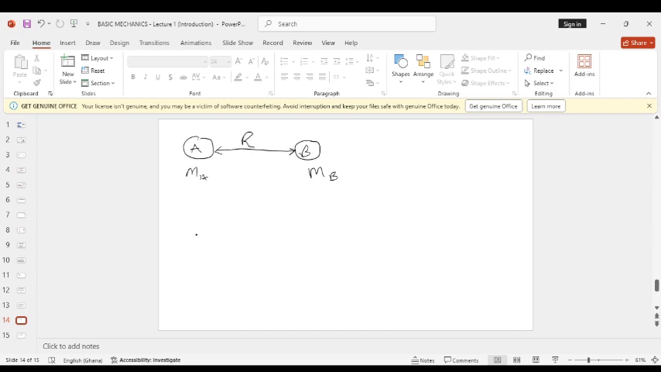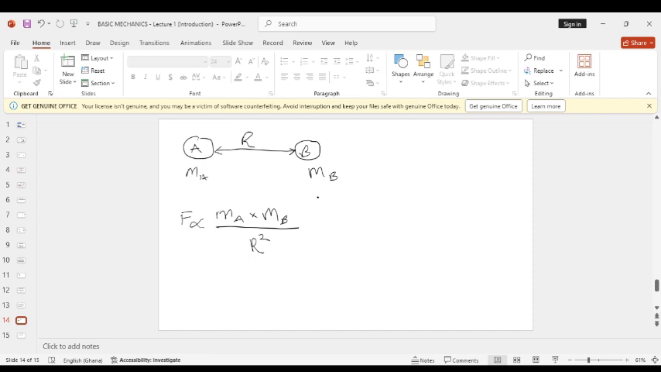Now, what the gravitational law is stating is that there exists a force of attraction between body A and body B. Let's assume the force of attraction is represented as F. That force of attraction between A and B is directly proportional to the product of the masses, MA times MB, and inversely proportional to the square of the distance between them, R squared.